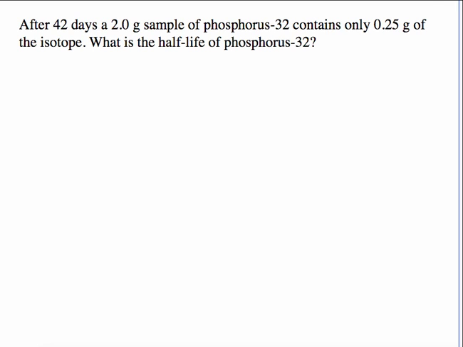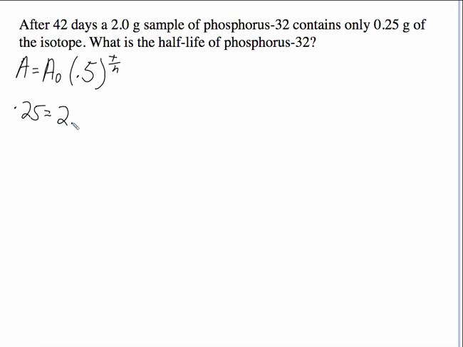Okay, this video right here is how to calculate the half-life when given some data. So the first thing you're going to want to have is the half-life equation. The amount remaining is equal to the amount that you start with times 0.5 to the power time over half-life. Alright, so it tells you that 0.25 grams is remaining.